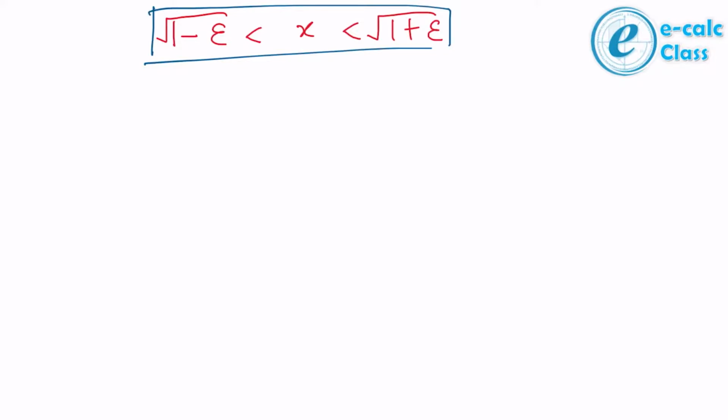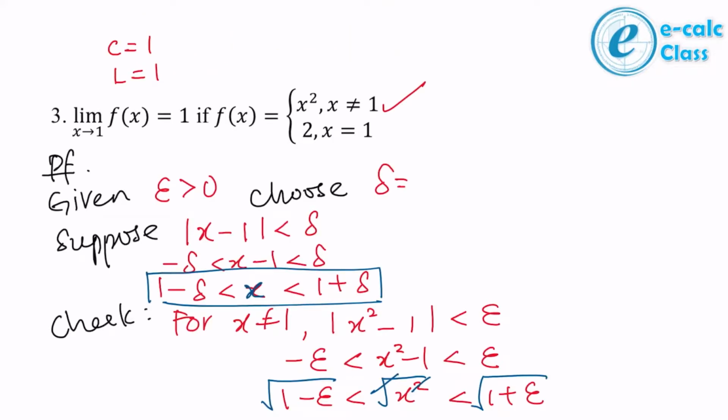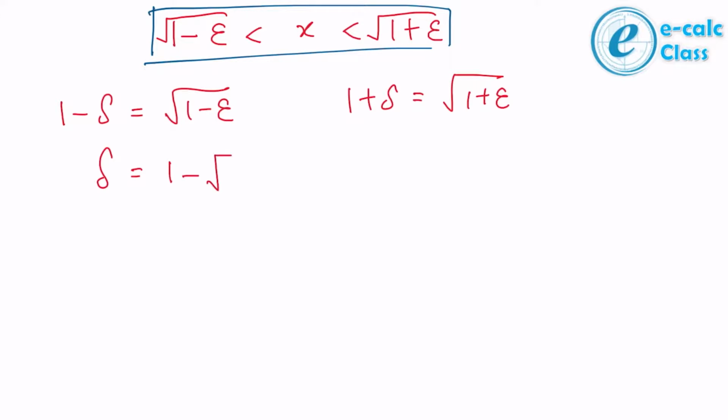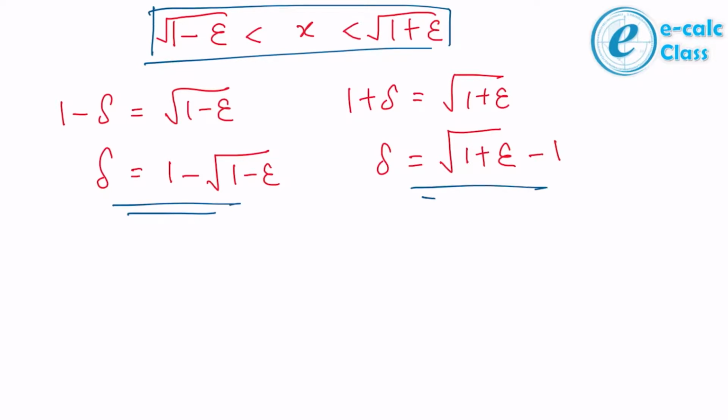Anyway, in order to make them the same, again we have 2 things that we need to equate. 1 minus delta must be equals to square root of 1 minus epsilon. And the second one is 1 plus delta must be equals to the square root of 1 plus epsilon. What do we want? We want delta, which is 1 minus square root of 1 minus epsilon. And your delta here would be square root of 1 plus epsilon minus 1. Again, we have 2 epsilon. And this time is even harder to determine.